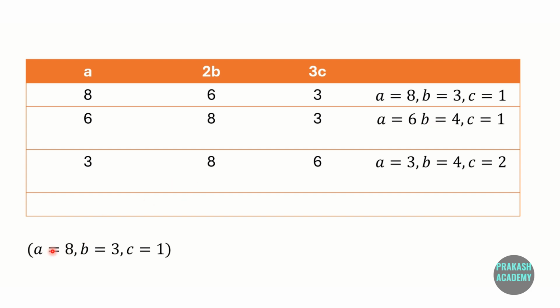So this is the first set of solution, A is equal to 8, B is equal to 3 and C is equal to 1. This is the second set of solution, A equals 6, B is equal to 4 and C is equal to 1. Similarly, the third set of solution is A is equal to 3, B is equal to 4 and C is equal to 2. So for this problem, there are 3 solutions that are possible.